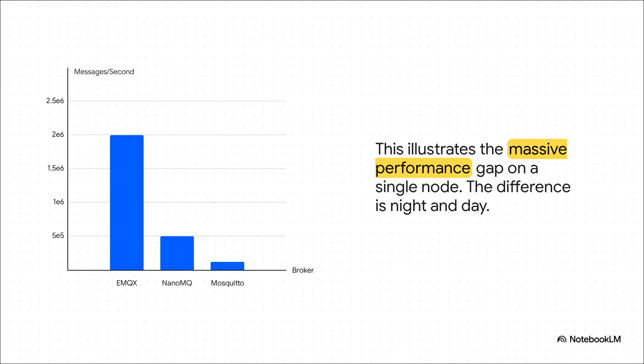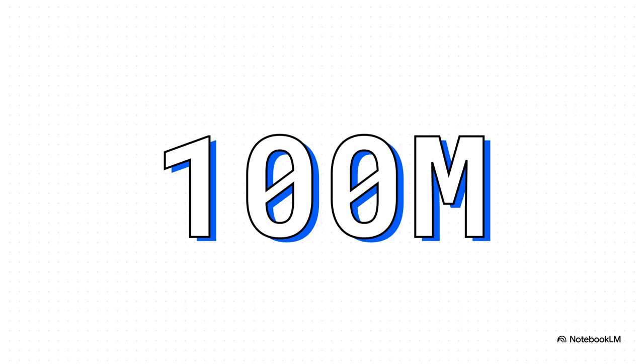On a single server, EMQX can handle up to 2 million messages per second. Just look at that bar compared to the others. NanoMQ is also pretty strong at 500,000, while Mosquitto's single-threaded design tops out around 120,000. Now that's perfectly fine for a lot of projects, but if you're doing anything with high throughput, the difference is just night and day. But what if you need to go even bigger?